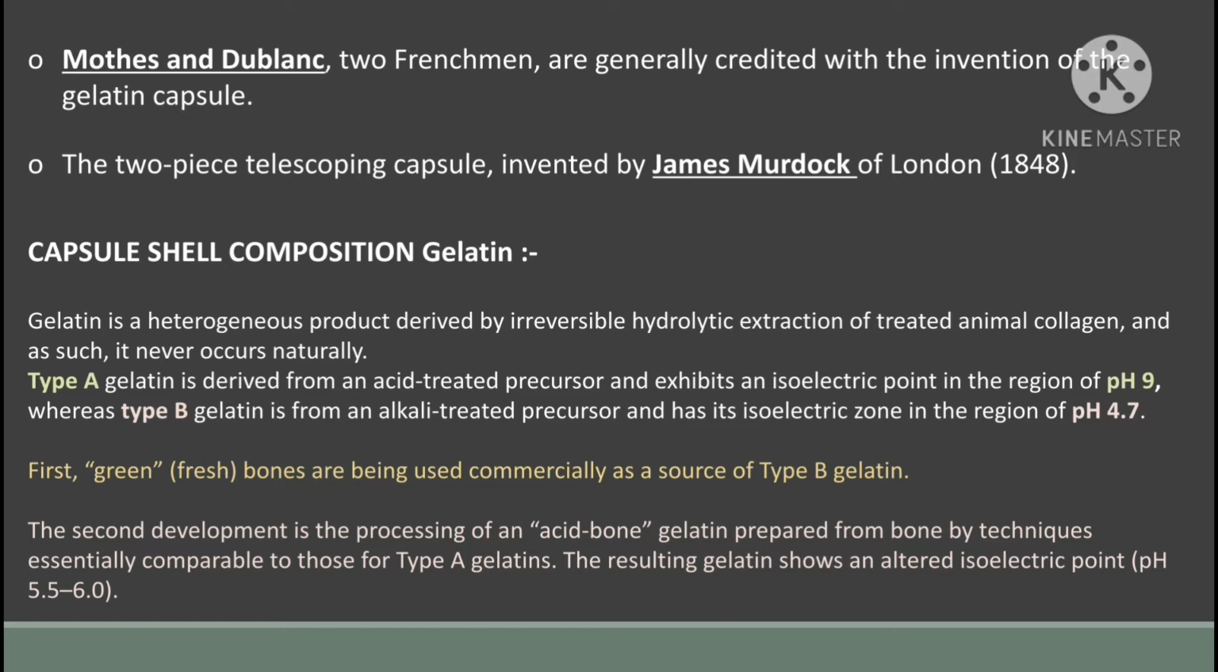First, green fresh bones are used commercially as a source of type B gelatin. The second development is in the processing of an acid bone gelatin, prepared from bone by a technique essentially comparable to that of type A gelatin. The acid bone gelatin shows an altered isoelectric point, in the pH range of 5.5 to 6.